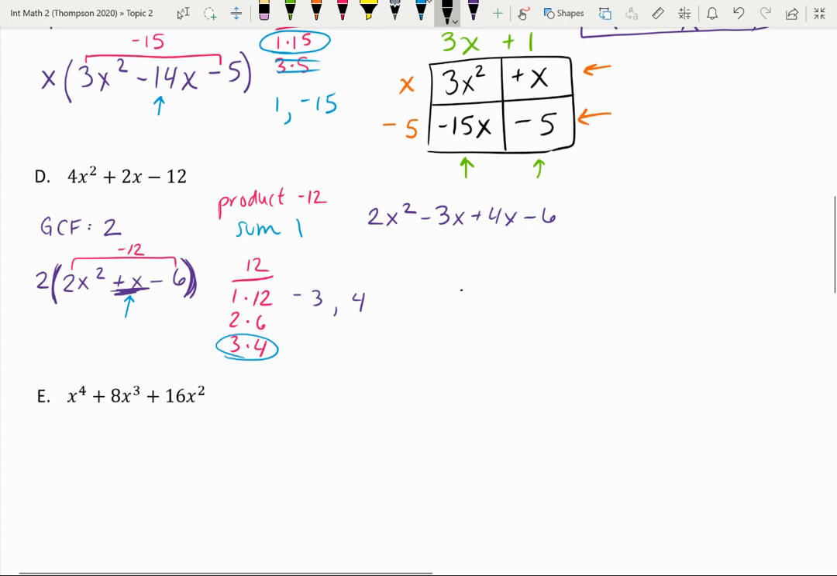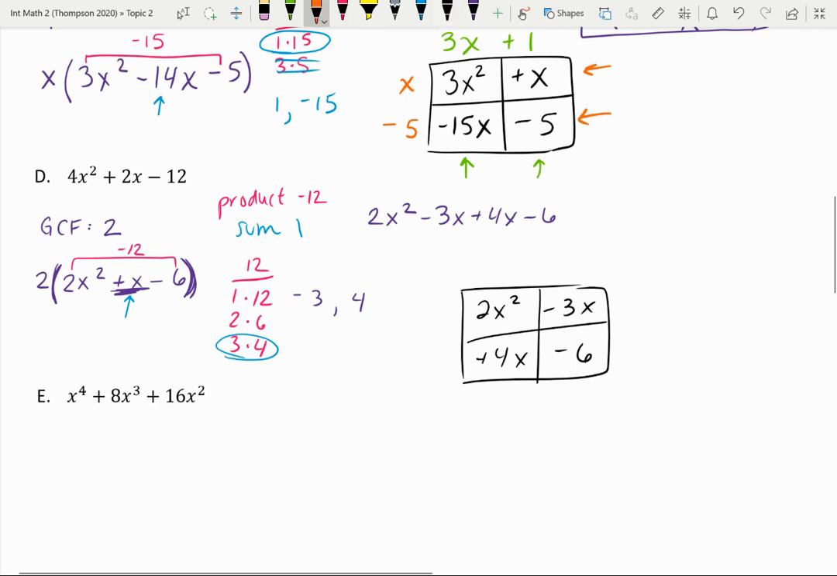So I put that in my box. 2x squared minus 3x plus 4x minus 6. And I look for my greatest common factors for each column in each row. For 2x squared minus 3x, I can take out an x. For 4x minus 6, I can take out a 2.